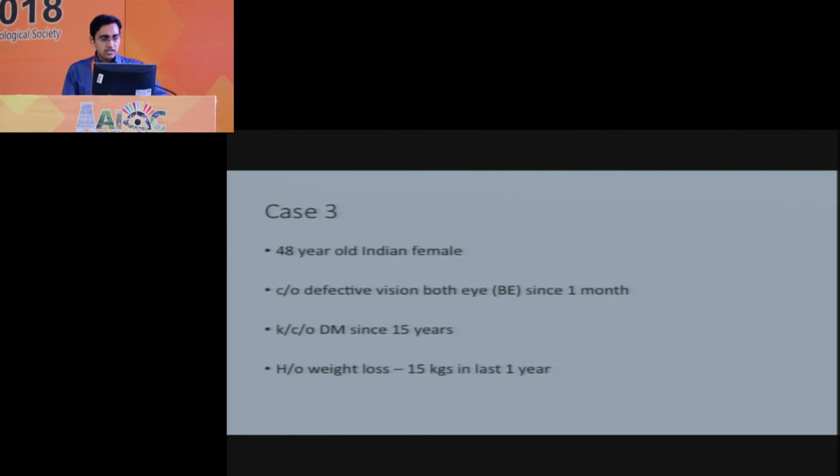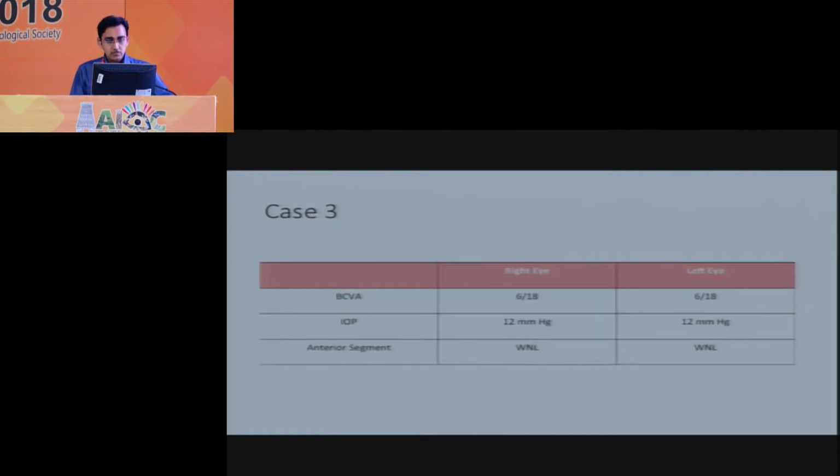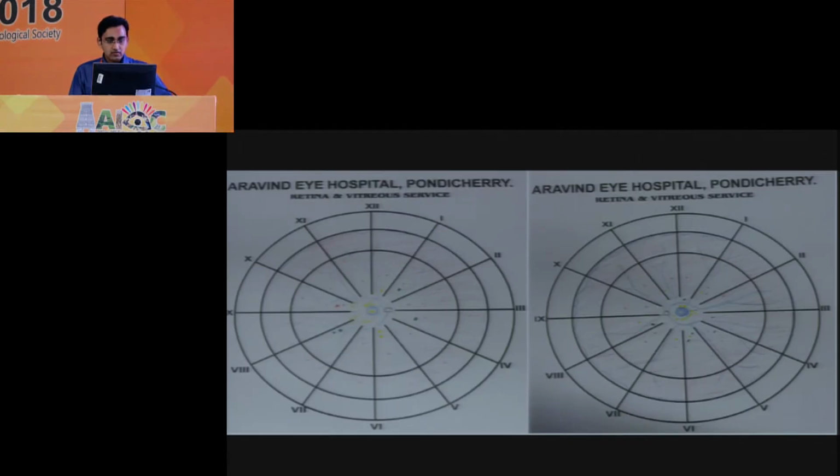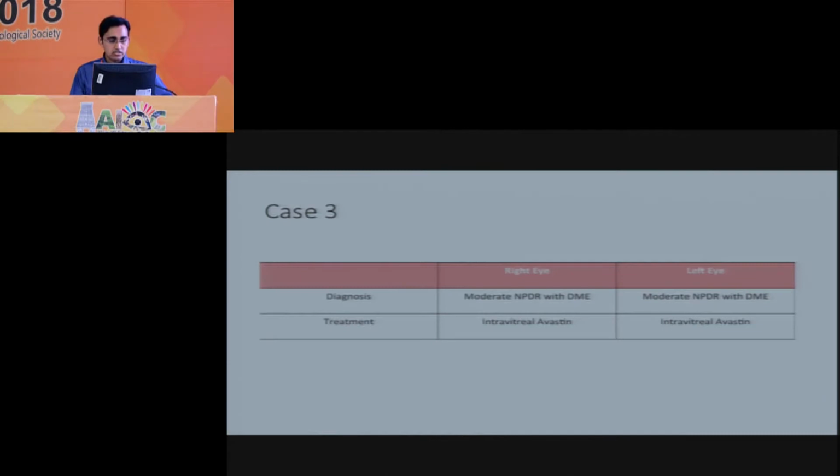Case 3, a 48-year-old Indian female presented to us with complaint of defective vision in both eyes since 1 month, known case of diabetes since 15 years and history of weight loss of 15 kgs in last 1 year. Best corrected visual acuity 6/18 in both the eyes, rest anterior segment within normal limits. Fundus examination again showed a pocket of subretinal fluid, hard exudates confirmed on the OCT. Diagnosis of moderate NPDR, DME, decided to go ahead with intravitreal Avastins.